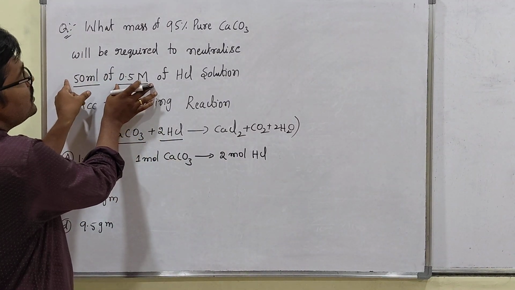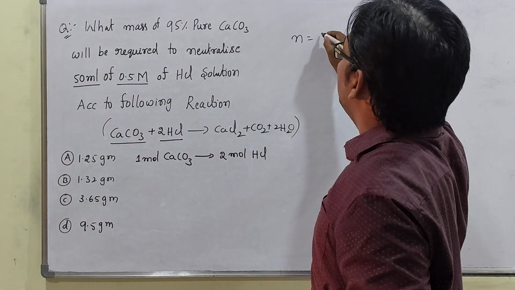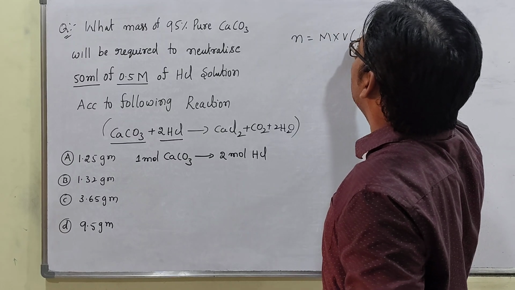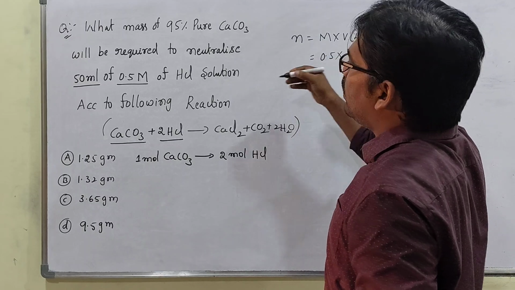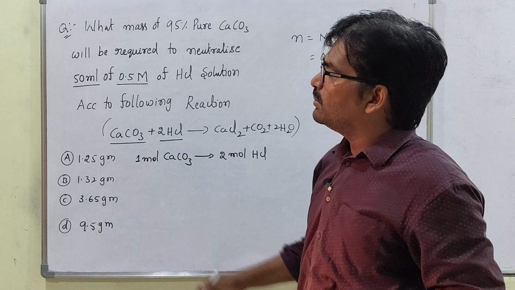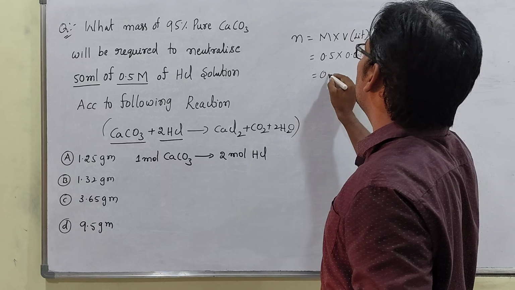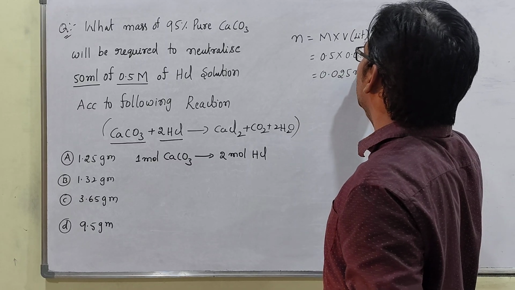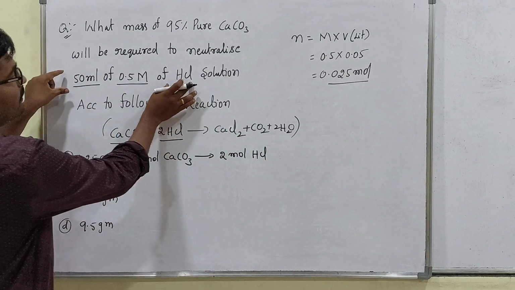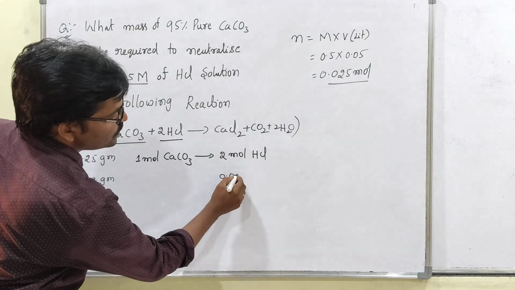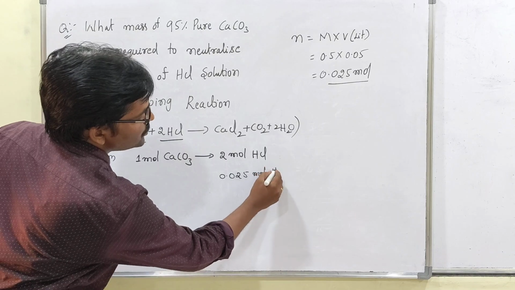To find out the moles given, the number of moles equals molarity into volume in liters. Molarity is 0.5, and the volume is 50 ml; in liters it is 0.05. So you can get 0.025 moles as the answer. The number of moles of HCl given in the data is 0.025 moles of HCl.